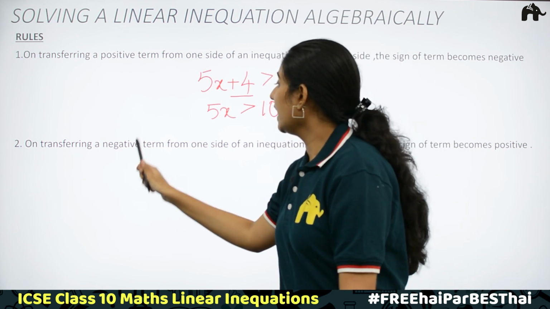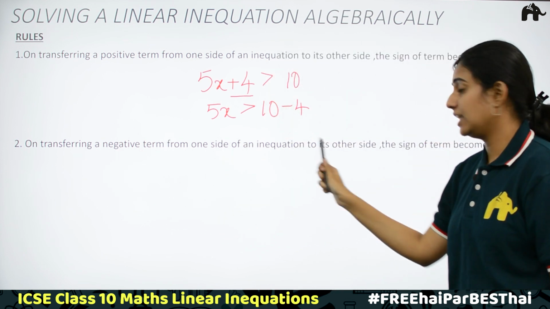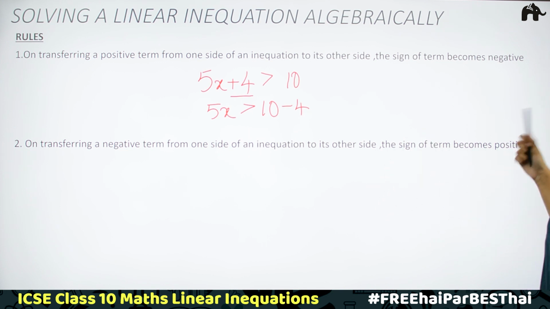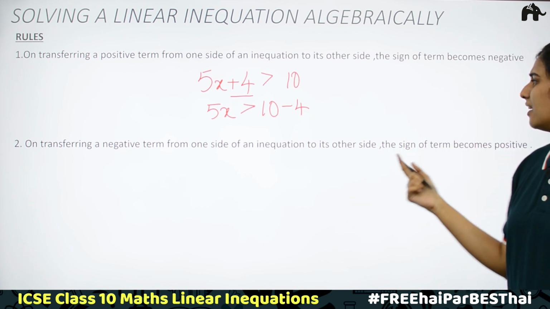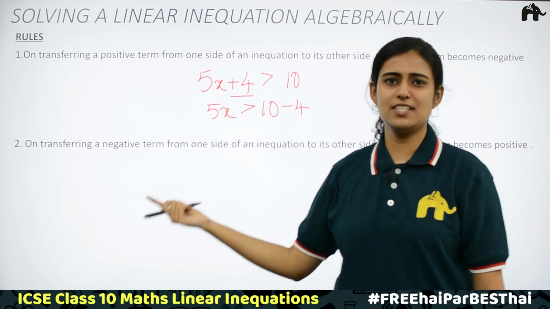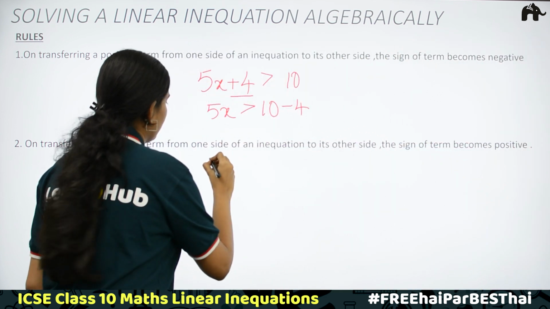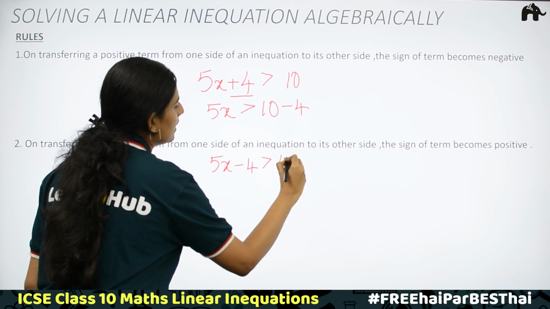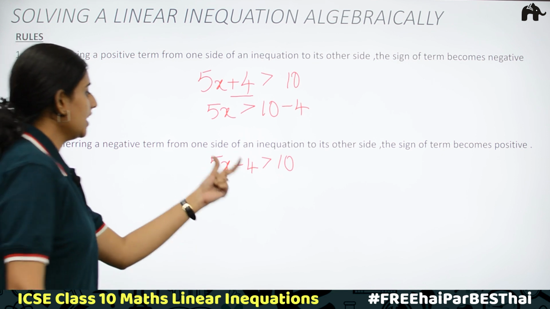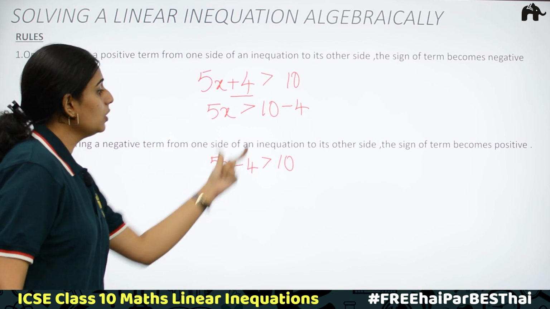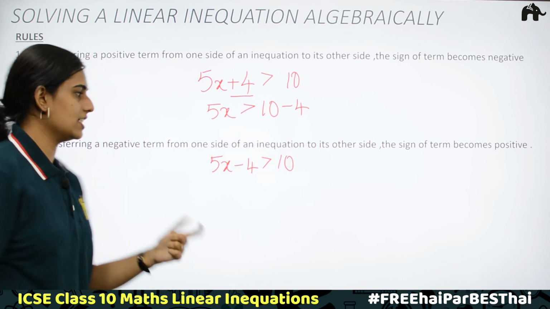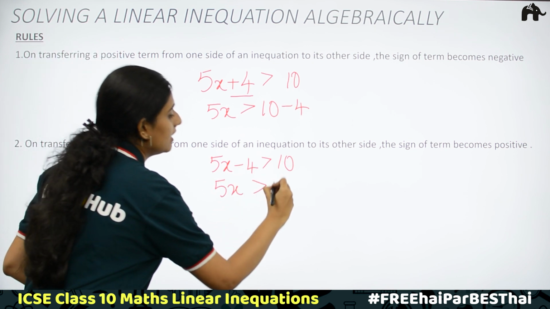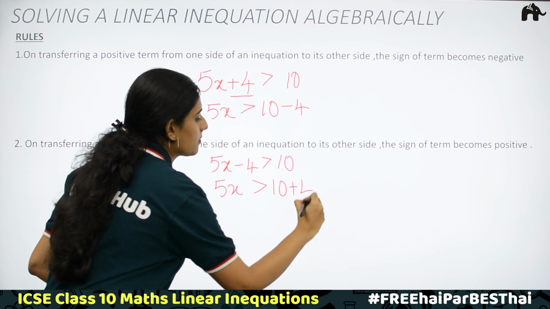Now the second one. On transferring a negative term from one side of an inequation to its other side, the sign of term becomes positive. Here, this opposite thing we are going to do. We have 5x - 4 > 10. When I take this minus 4, this is a negative term, to the opposite side, it becomes positive. Very simple. 5x > 10 + 4.